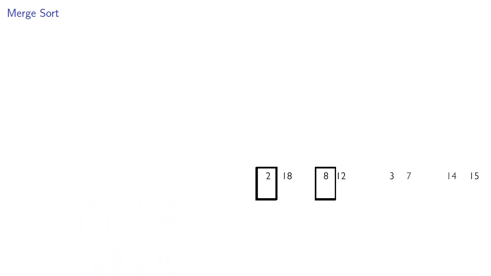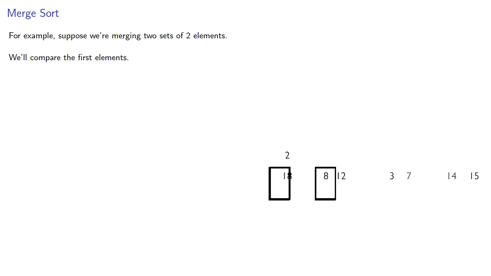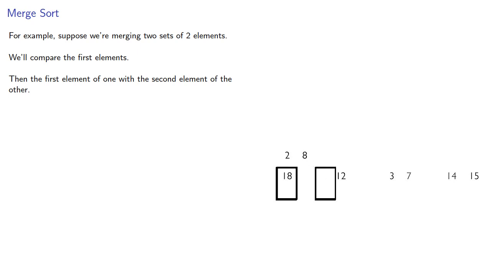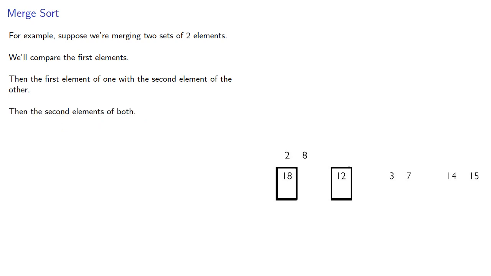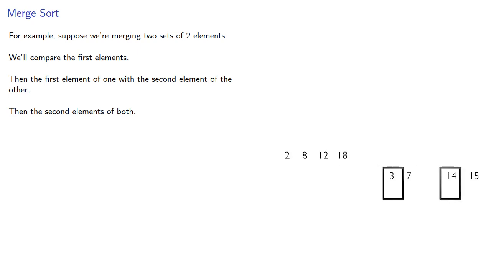Now, if this isn't clear, remember, concrete never hurts. For example, suppose we're merging 2 sets of 2 elements. We'll compare the first elements, then the first element of one with the second element of the other, then the second element of both, for a total of 3 comparisons. And our formula tells us that 2 times 2 minus 1 is 3, so the formula seems correct.